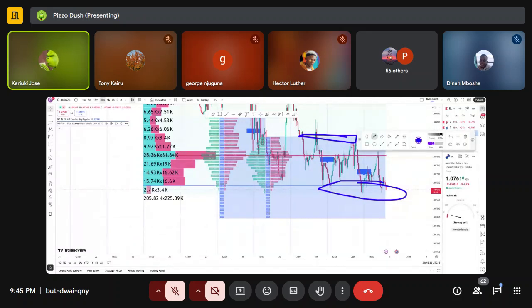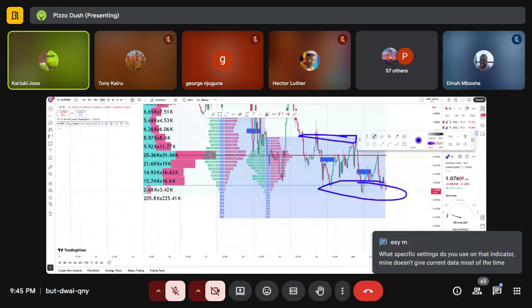Let's see. AUD, NZD. Now that's the seasonal tendency of the AUD and NZD. So you can check on June. So yeah, make sure you're here. There's another confluence side yako pia.